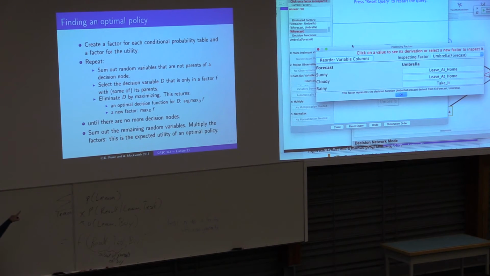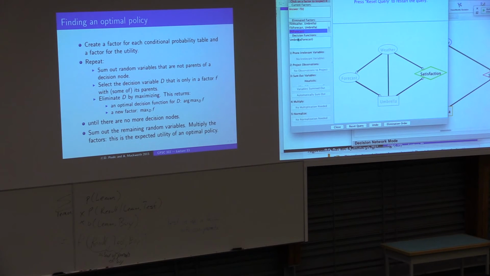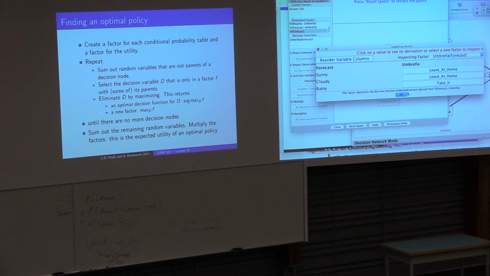And here, it says it returns an optimal decision function and a new factor. So this is the optimal decision function, and this is the new factor. We're going to maximize, and we can maximize this only when we know the forecast, because we're going to observe the forecast before we act. So we can actually implement this.